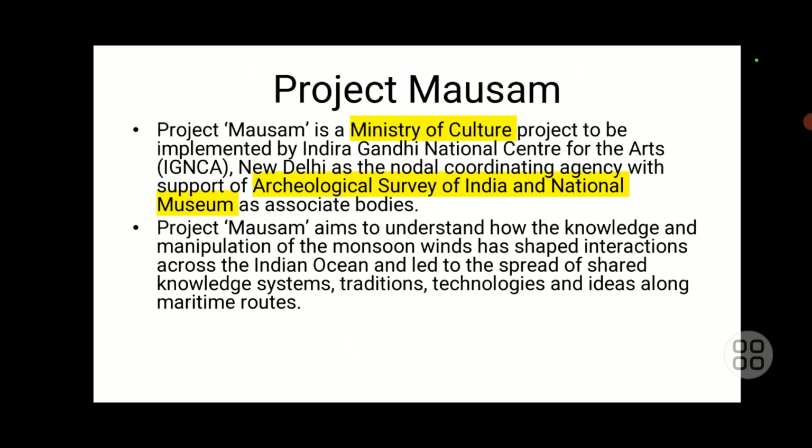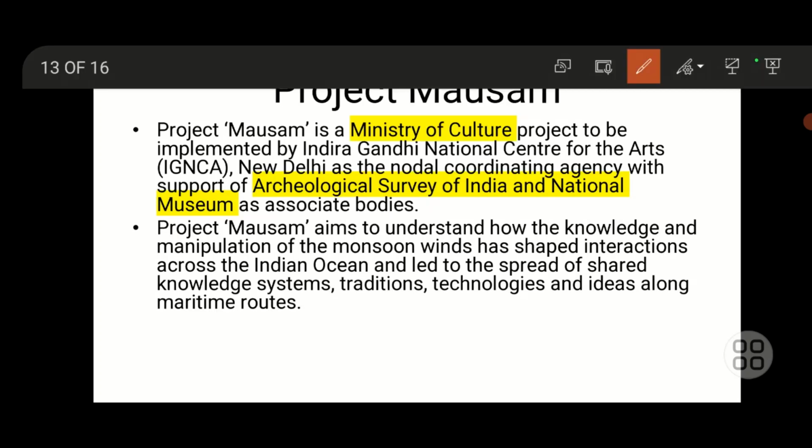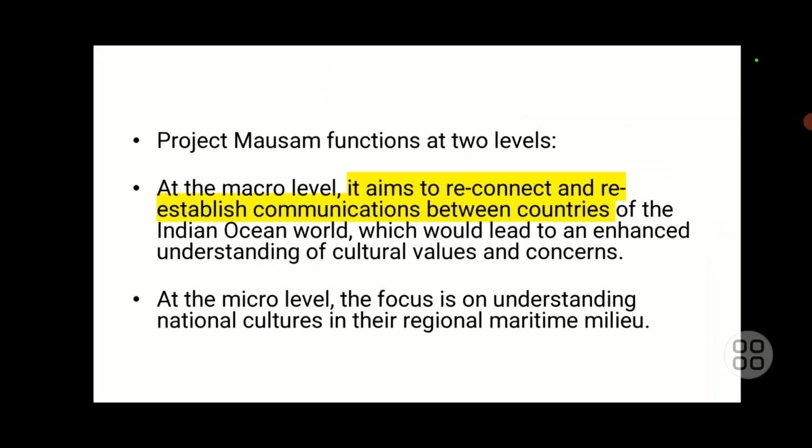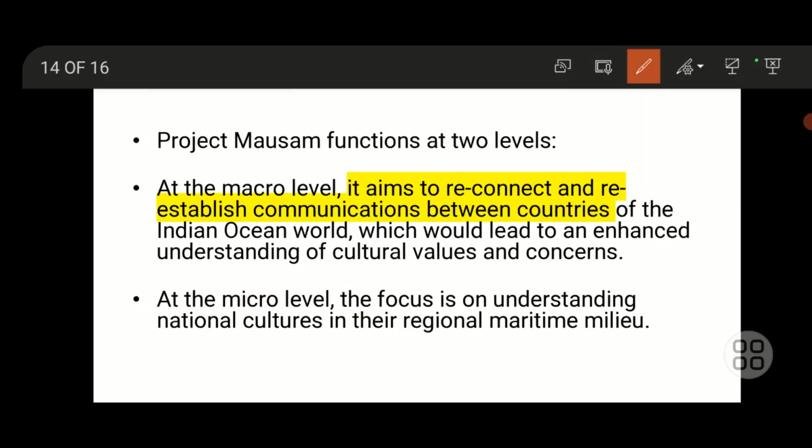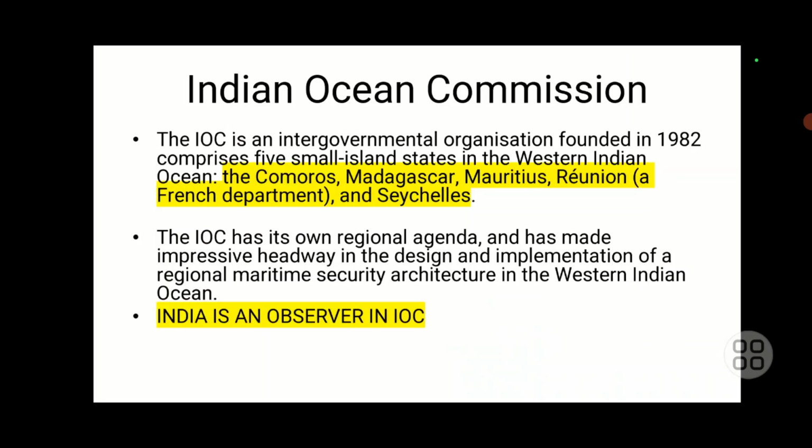Also you need to know about Project MAUSAM, which is implemented by the Ministry of Culture. It is a nodal coordinating agency aimed at understanding how the knowledge and manipulation of monsoon winds has shaped interaction across the Indian Ocean. That is important. This project works at two levels: it reconnects and re-establishes communication between countries, and at the micro level, it focuses on understanding regional maritime issues.